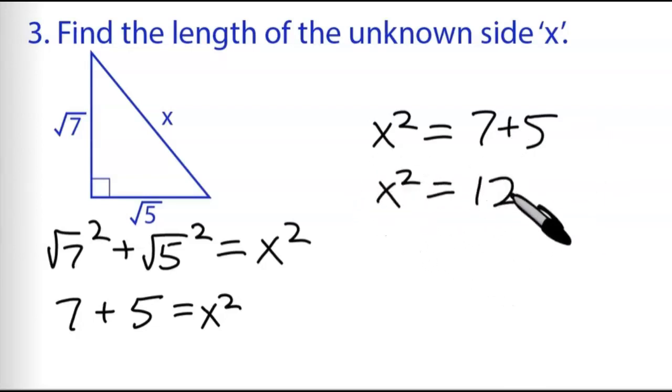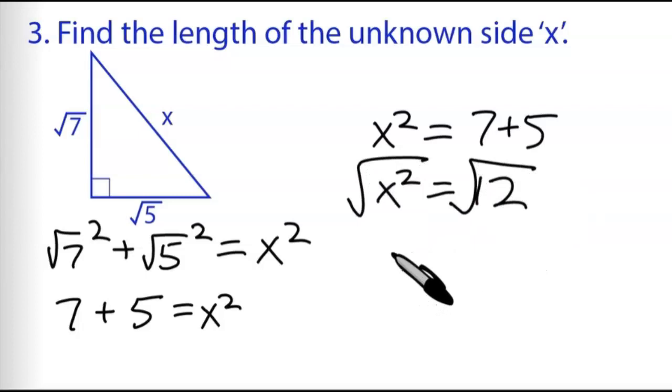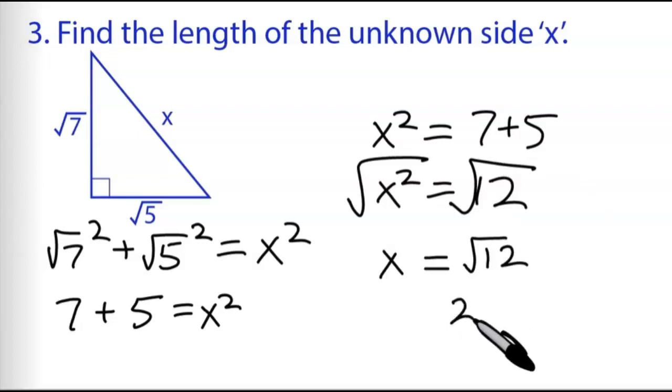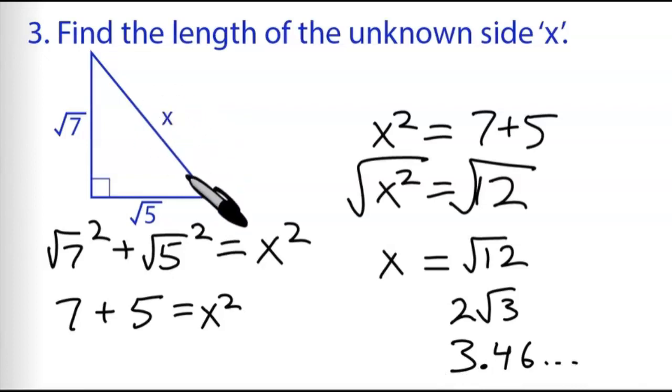Now we need to take the square root of both sides so we can get the value of x. Square root here, square root here. So on this side, the square root of x squared is just x. And the square root of 12, well, we can just leave that as is. We can put it as the square root of 12. Or we can simplify the square root of 12 to be 2 times the square root of 3. Or you can use a calculator and get the decimal representation, which will be 3.46 something. So the length of the hypotenuse, the length of x, is radical 12 or 2 radical 3 or 3.46.